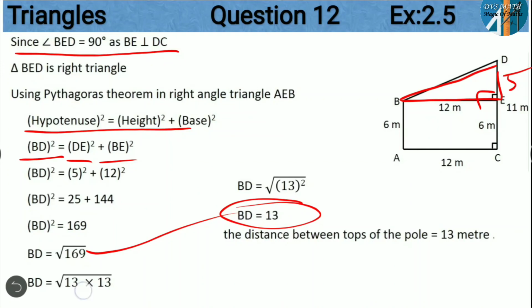Or to make it clear, you can write it as 13 into 13, that is 13 square. So the square root cancels. So BD is equal to 13. So what is the distance between the tops of the poles? It is 13 meters. Okay, this is how you have to find it. So first you have to understand the question. By understanding, you have to draw the figure. By observing the figure, substitute the given values in the formula and simplify it.